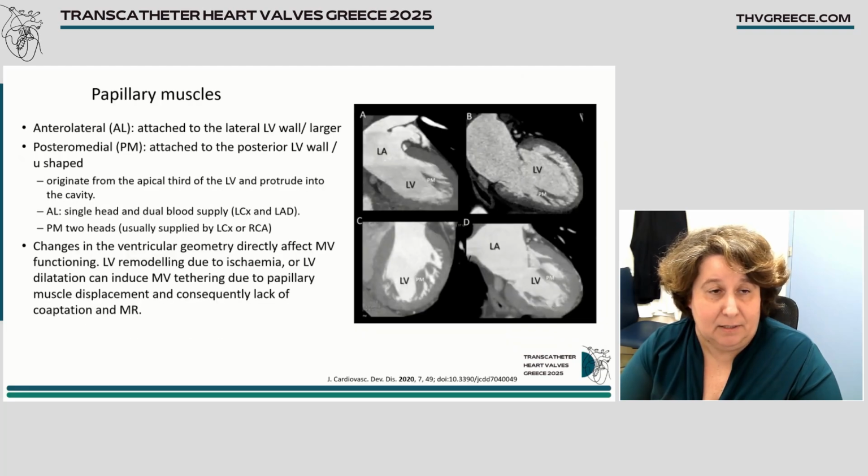The papillary muscles: two papillary muscles, one anterolateral, which is attached to the lateral LV wall. It is larger, and there is one smaller one, posteromedial, attached to the posterior LV wall. The anterolateral papillary muscle has dual blood supply from the circumflex and the LAD, while the posteromedial one is usually supplied either by the circumflex or the right coronary artery, which makes it more sensitive to ischemia.